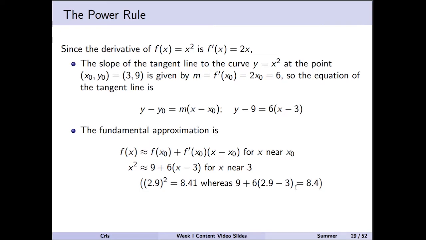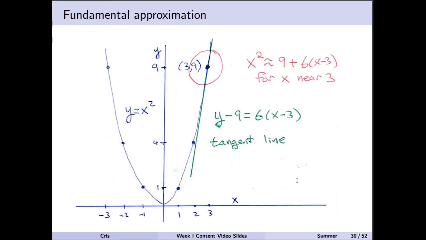Okay, great. Let's do another example. Oh, sorry, let's not do another example. Let's look at this graphically. Here's the parabola, y is equal to x squared. Here's the point we were looking at, 3, 9. And the tangent line is drawn in green here. And it looks like it has a slope of about 6. If you go over 1, we go up about 6.